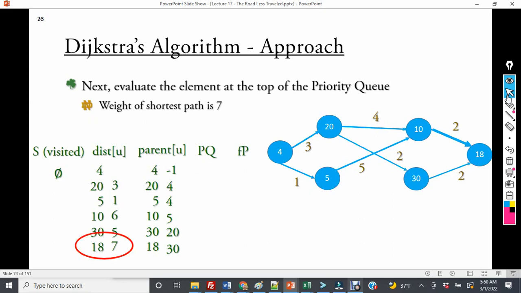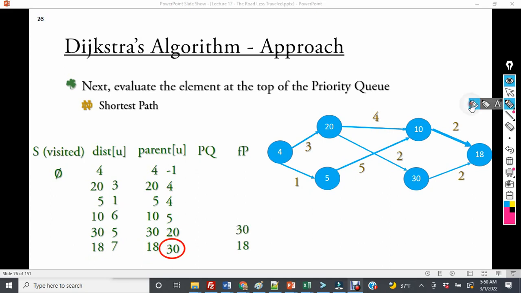and now we start at the distance. We now know that the shortest path to vertex 18 from the vertex containing 4 has a weight of 7. But what is the shortest path? We start with that vertex, and we see that its parent is 30. And so now we're putting it onto a stack.